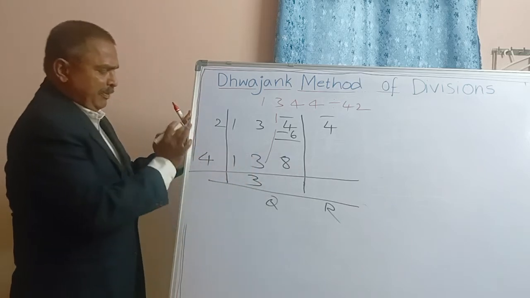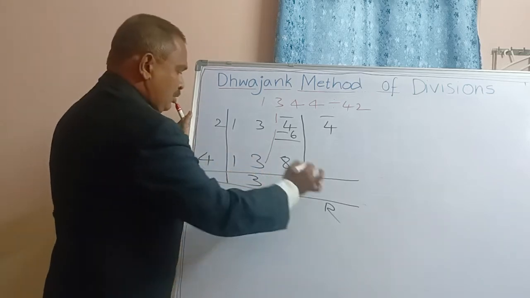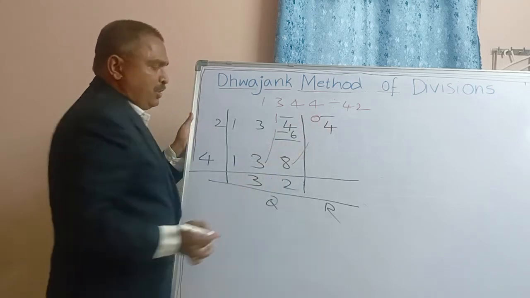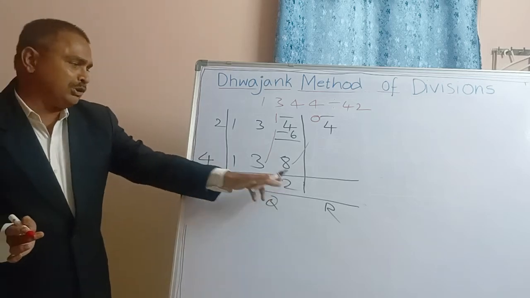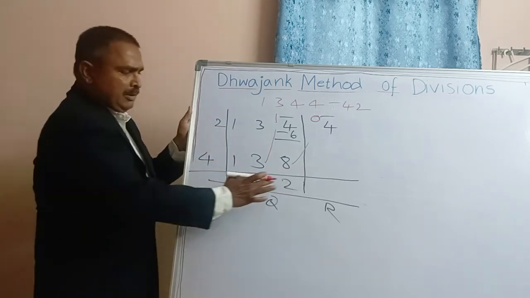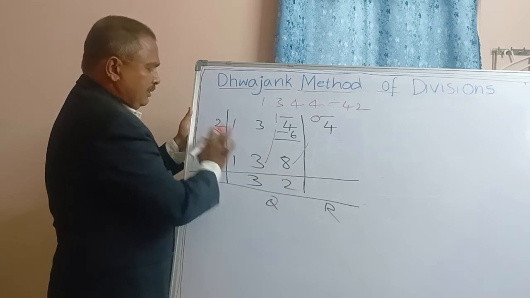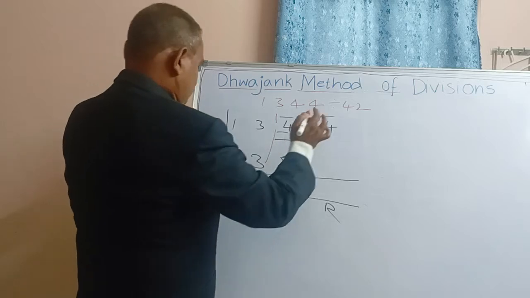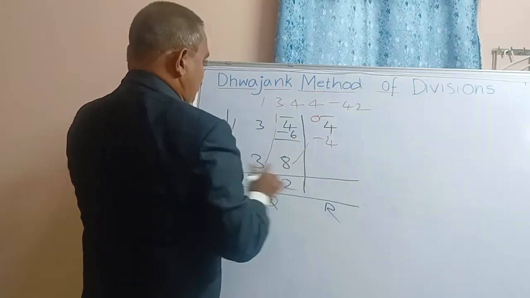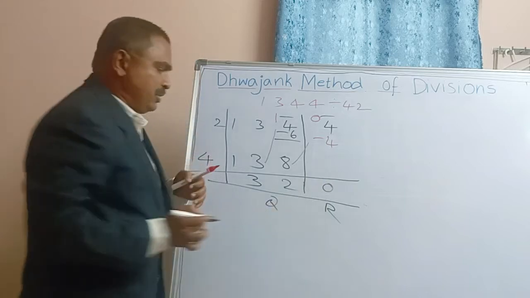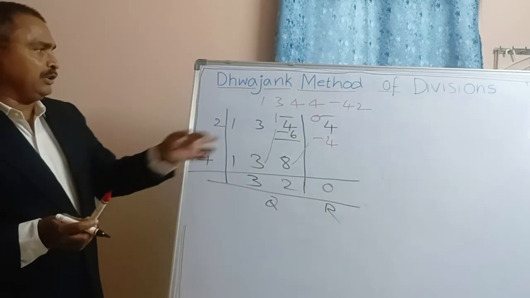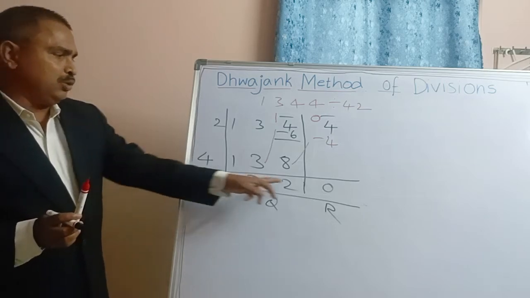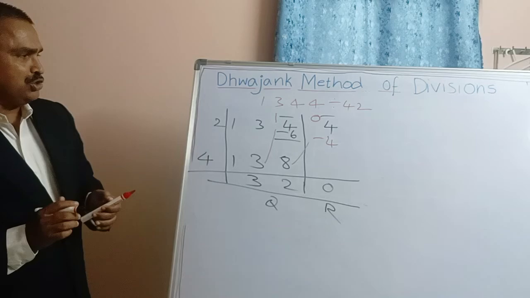Now 8 divided by 4, 2 times. What is the remainder? 0 is the remainder. We have quotient and flag number. Multiply quotient with flag number and subtract from next part. 2 into 2, 4. 4 minus 4, 0 is the remainder. So 1344 divided by 42, quotient is 32. Remainder is 0.